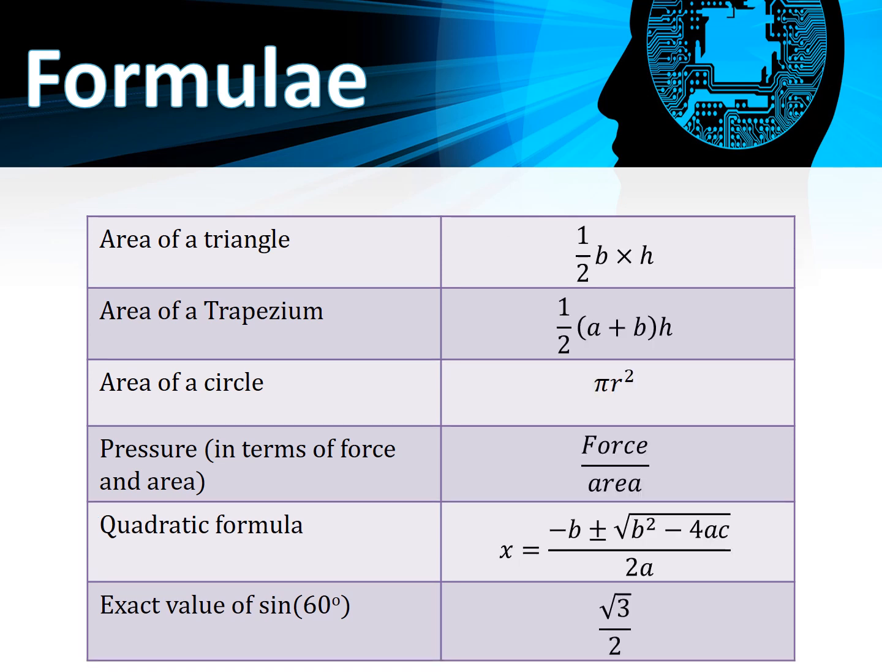And here are your answers. So area of a triangle, half base times height. Area of a trapezium, half the sum of the parallel sides times the distance between them. Area of a circle, pi r squared. Pressure in terms of force, pressure is force over area, your PFA triangle. Quadratic formula, x is minus b plus or minus square root of b squared minus 4ac, all over 2a, and the exact value of sine 60 is root 3 over 2.